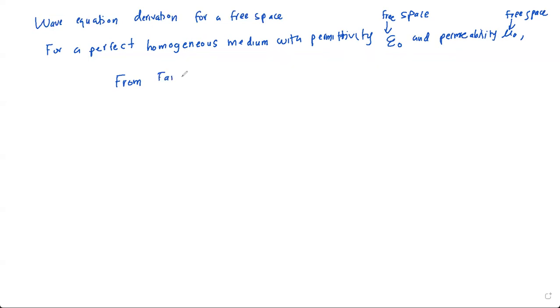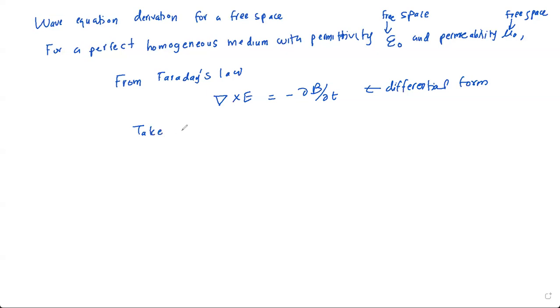From Faraday's law, we'll start with Faraday's law. We can define Faraday's law using this equation. This is the differential form of Faraday's law. The differential form is much simpler than the integral form. We are going to start with the differential form of Faraday's law, and then take the curl on both sides.